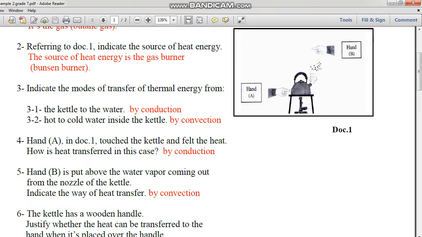Part 5: hand B is put above the water vapor coming out from the nozzle of the kettle. As we also see in document 1, hand B is placed above the vapor coming out of the kettle. Indicate the way of heat transfer. How is it transferred here? Through the gas, okay. Here we also have convection currents, meaning by convection.